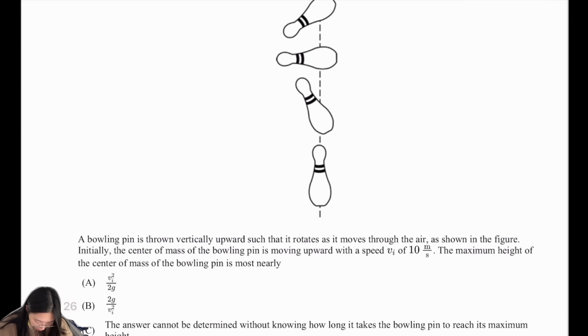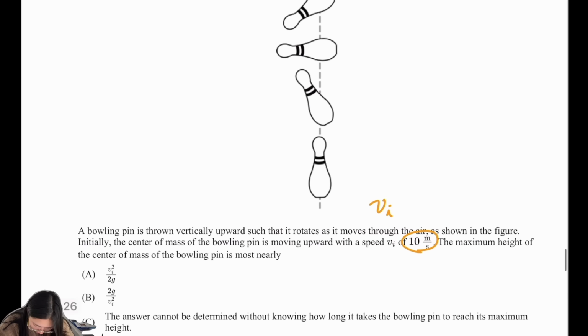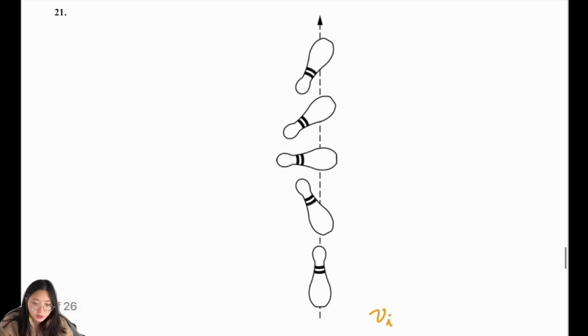And question number 21, a bowling pin is thrown vertically upward such that it rotates as it moves through the air. Initially, the center of the mass of the bowling pin is moving upward with a speed of v initial of 10 meters per second. The maximum height of the center of the mass of the bowling pin is most nearly. Okay, so this is a typical free fall motion.